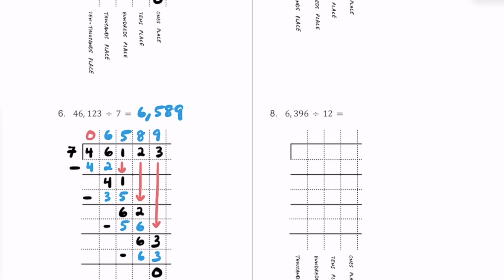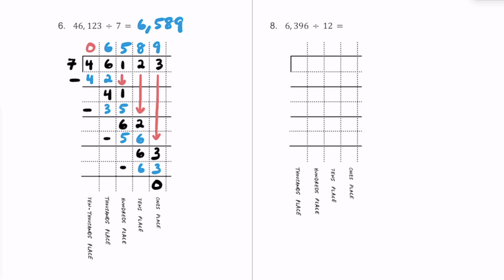All right, here's one final practice problem. In number 8, we have 6,396 divided by 12. Here is our dividend, here is our divisor. Our dividend is going to go inside the house, so we're going to put the 6396 on the inside of the house and put the 12 to the left of the house.